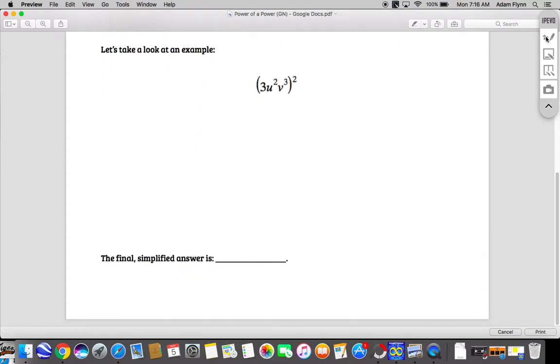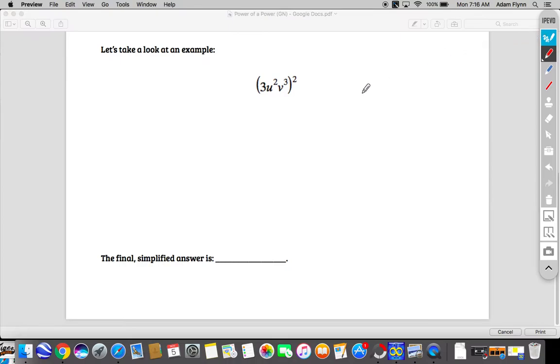So let's take a look at our one example. Okay, so I've got 3u squared v cubed all to the second power. So what I'll do, I will distribute this 2 to all three of my terms here.